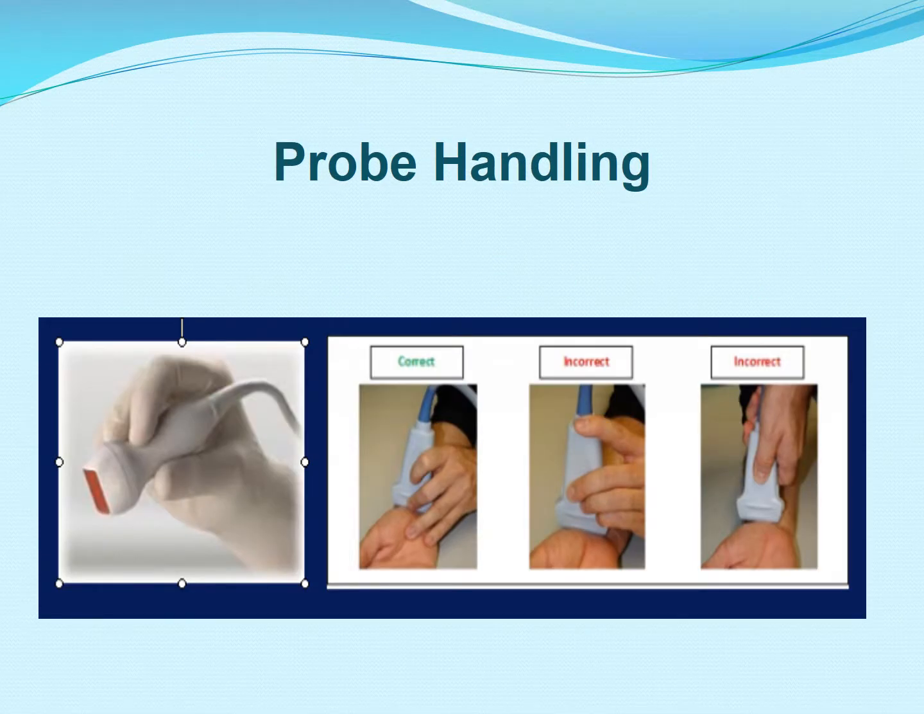Probe handling. How to handle your probe. If you see the picture where it says correct in green, the provider is holding the ultrasound probe sort of like a pen, but with a relaxed arm. The relaxed arm allows the provider to move up and down however they want. You want to have a good grip, and you don't want to hold it down very abrasively, because compressing your structure too much will disrupt the image quality.